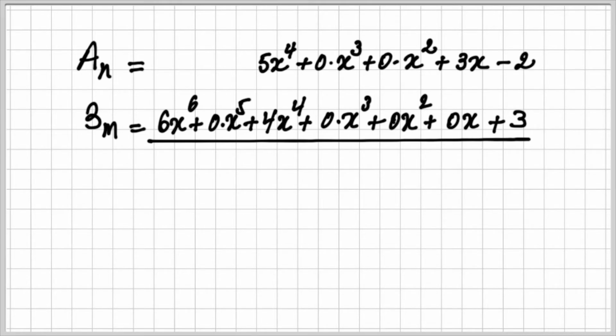We have the same thing here. X to the third and x squared have a coefficient equal to 0. X also has a coefficient equal to 0, so we end with plus 3. And now we add all these elements and we find first 6x to the power 6. We don't have anything in x to the power 5.